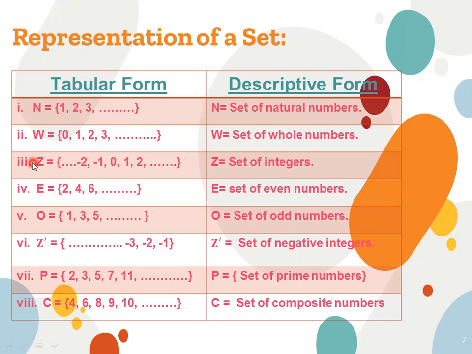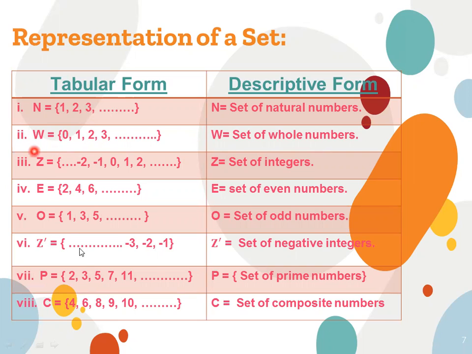Now number 2 set is set W, and W is equal to {0, 1, 2, 3, and so on}. So this is the tabular form, and the descriptive form is that this is the set of whole numbers. Why whole numbers? Because whole numbers always start from 0. Keep this thing in your mind. Natural numbers start from 1 and whole numbers start from 0. So the whole number set will be represented with capital W.